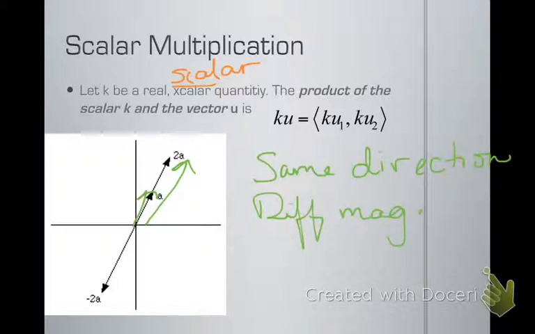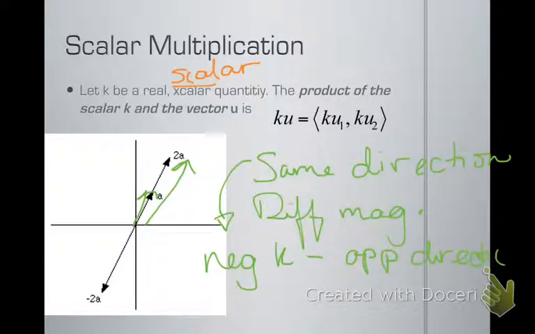If we have a negative scalar, it goes in the opposite direction. So negative k, opposite direction. So 180 degrees around. They form a line together, but this would be 180 degrees apart.